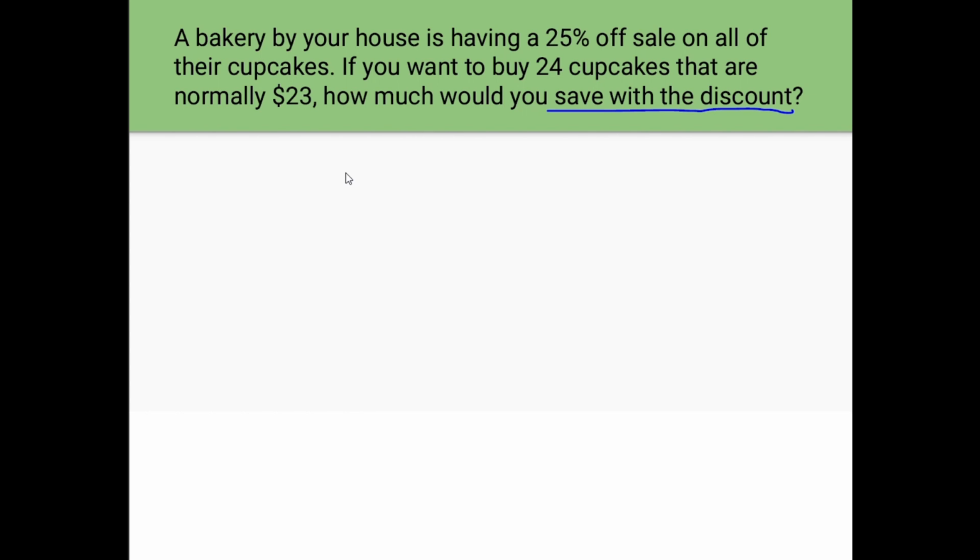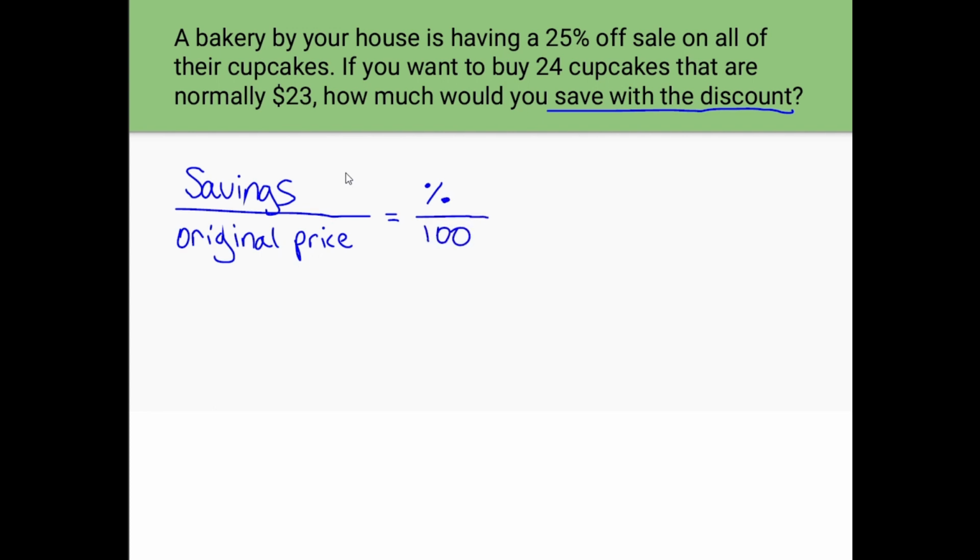So this time we're going to have savings over original price equals, this time we're not doing 100 minus the percent because we're not looking for the sale price. We're looking just for how much we're saving. So we're going to put percent over 100. We're looking for the savings, so this is going to be my X. The original price they told us is $23. The percent they tell us is 25%.